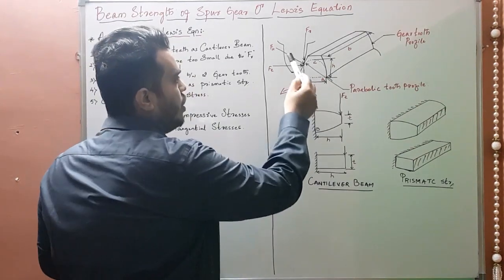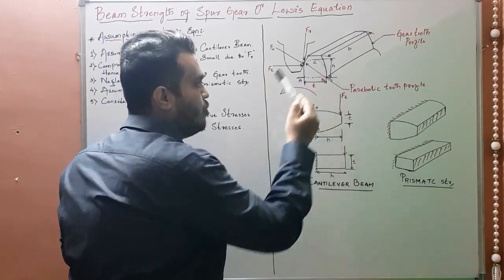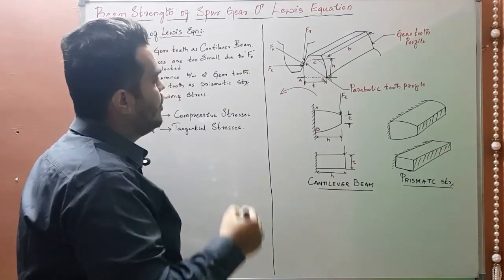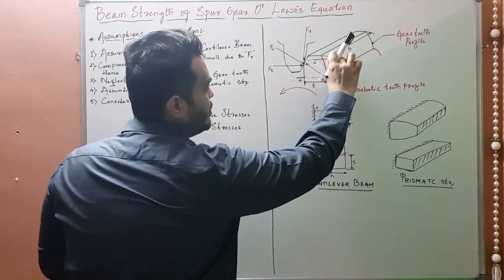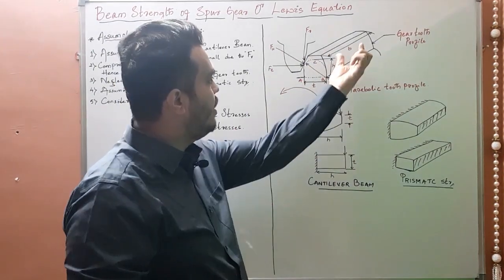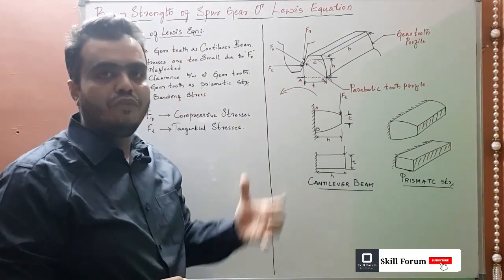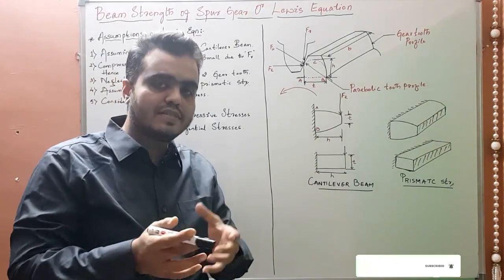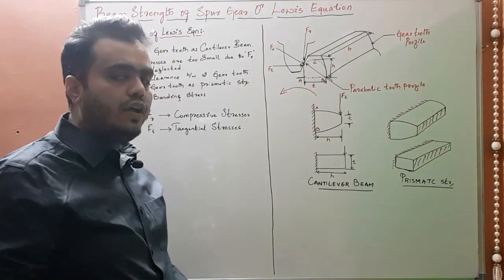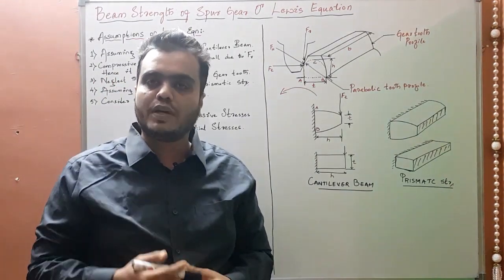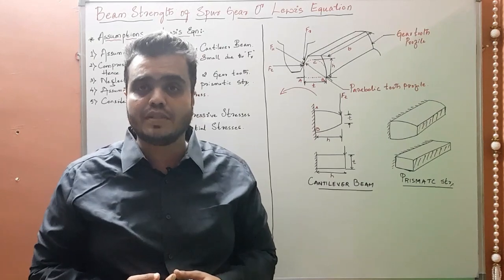Whatever load is going to occur on this gear tooth will be within this parabolic tooth profile. Next, here we have t as the thickness of the tooth, h as the height of the parabolic tooth profile, and b as the length of the tooth profile. With respect to these parameters we need to find out the beam strength. Lewis has done the analysis to find out the beam strength, and to analyze it he has made some assumptions. We will understand one by one what those assumptions are.